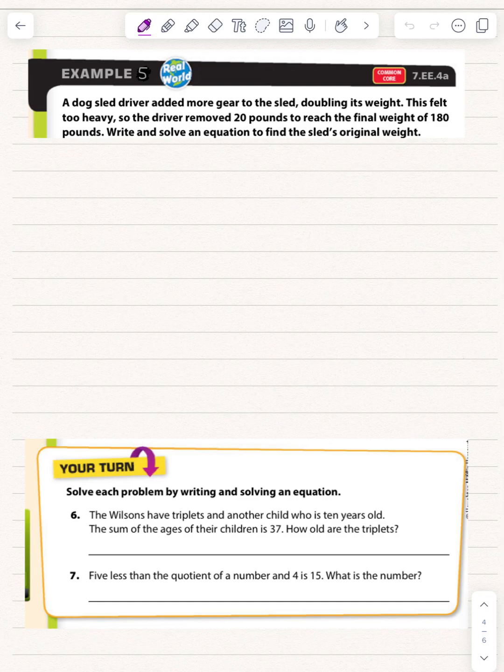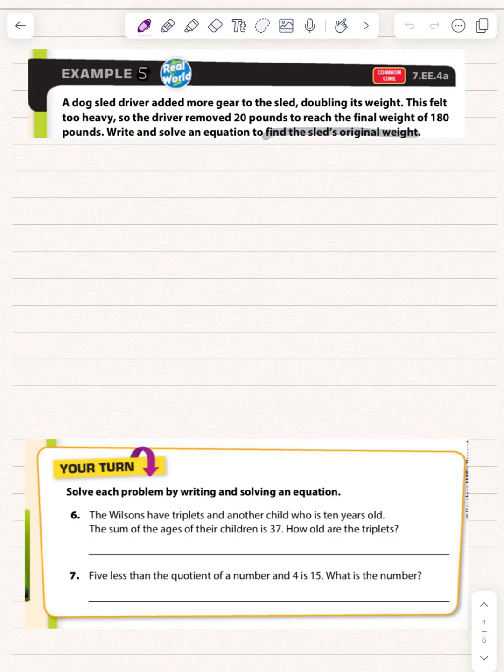All right, so we know when we do word problems, the first thing we need to think is, what is it asking? This problem says, write and solve an equation to find the sled's original weight. So I want to find the original weight. What was the weight before he doubled it, took away 20, had the final weight of 180?